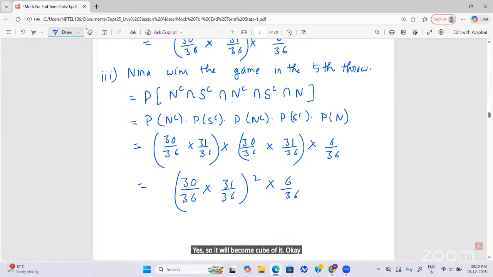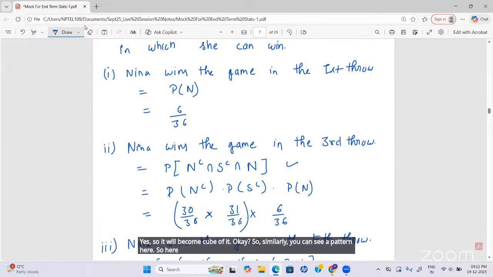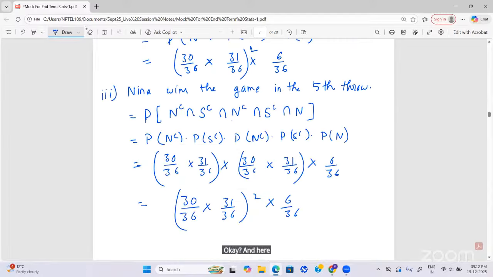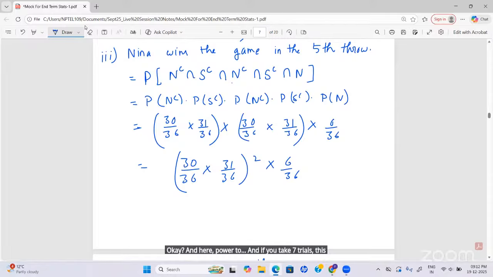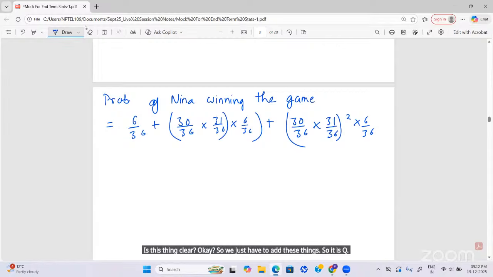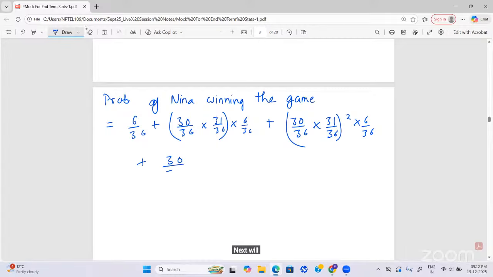Similarly, you can see a pattern here. Here it was like this term power 0, here this term power 1. And here power 2. And if you take the 7th trial, this will become power 3. In this way, the power of this term will increase. Is this thing clear? Yes, ma'am. So we just have to add this thing. So it is cube. Here it was the square of this term. Next will be 30 by 36, 31 by 36 cube, and then 6 by 36. And so on. In this way, you can write all the terms.